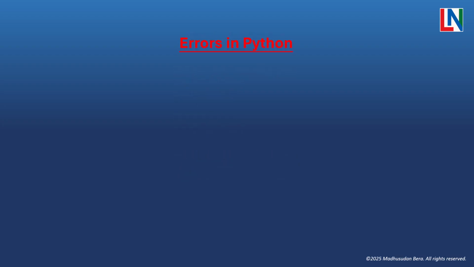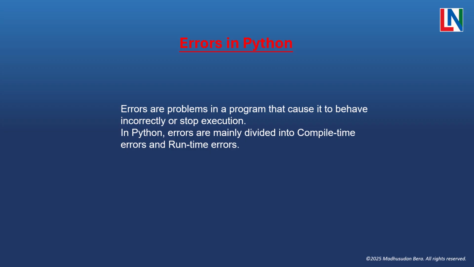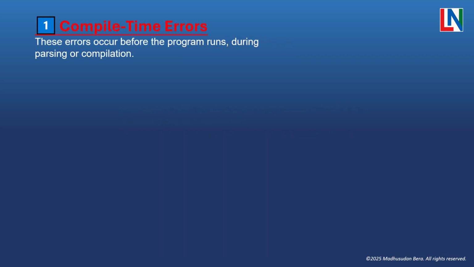Errors in Python. Now, errors or bugs are problems in a program that cause it to behave incorrectly or stop execution. In Python, errors are mainly divided into two types: compile time errors and runtime errors. Compile time errors occur before the program runs, during parsing or compilation.